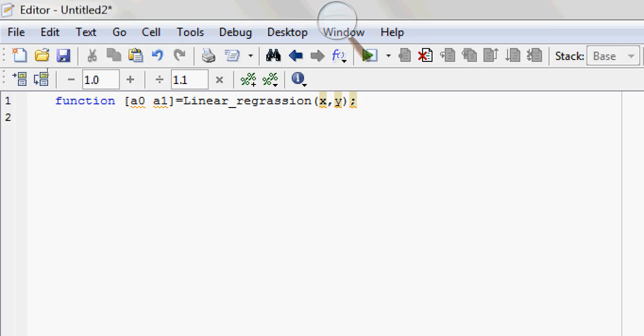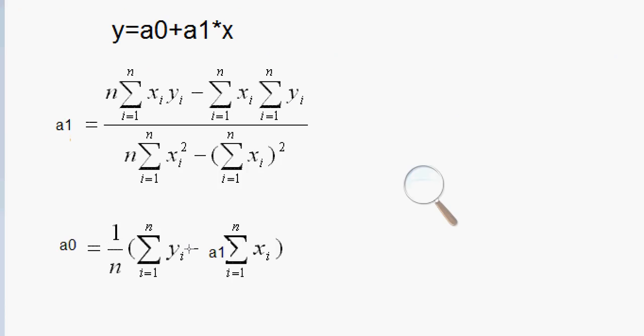Now before we go further, let's have a look at the formula for finding the values of a0 and a1. Y equals a0 plus a1 into x. This is the formula for linear regression. This is the same as y equals mx plus c. So now we need to find the values of a1 and a0. There is a formula for finding them, which is like here. Now we need to perform these operations in Matlab.